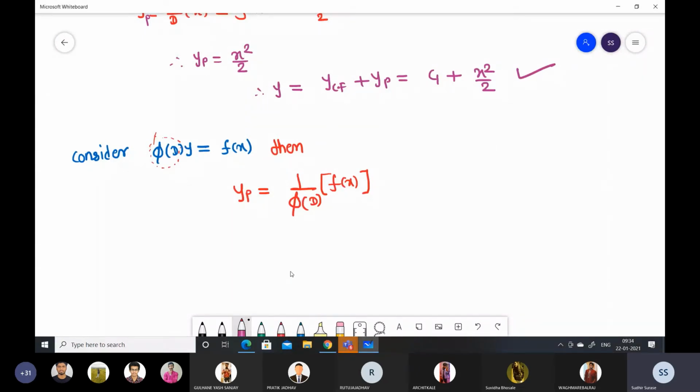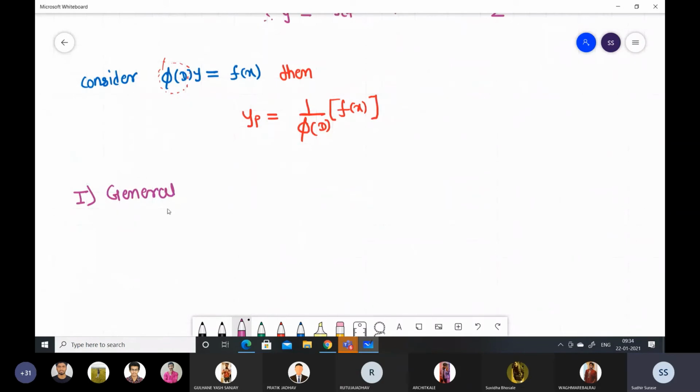But what are the methods? Can we have some methods of doing this? We have the first case, the general method, and of course we are going to deal with the shortcut methods later on. So first we will study the general method of finding the particular integral.